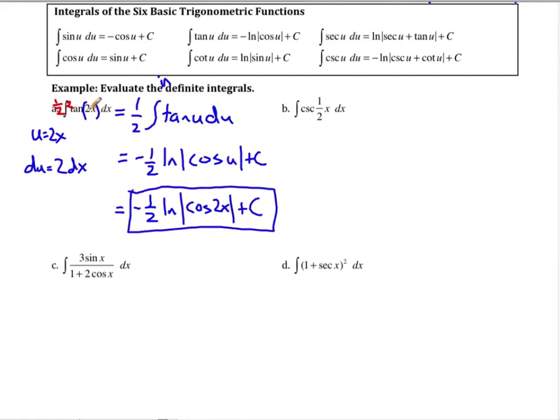Okay, so go ahead and find what u is. Make sure you have du present, okay, because we need u du. And then integrate, and then substitute back in for u.